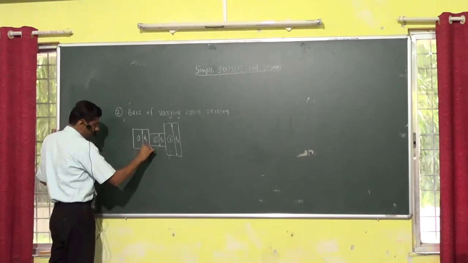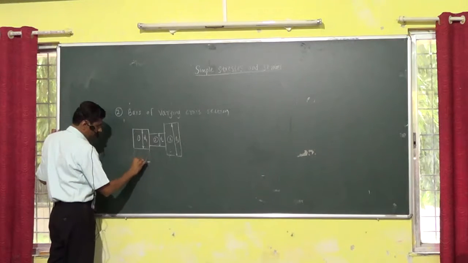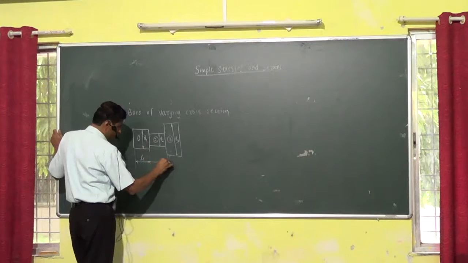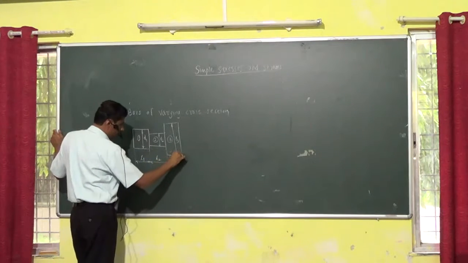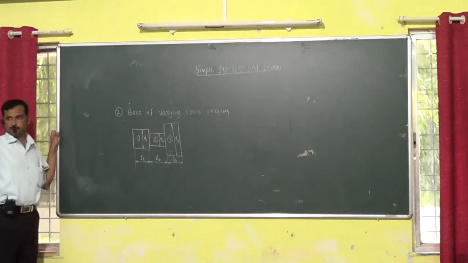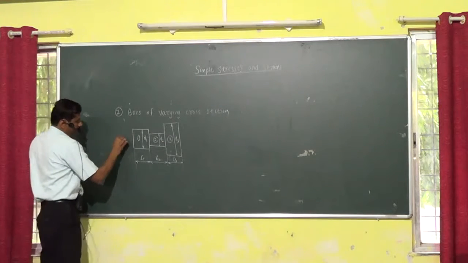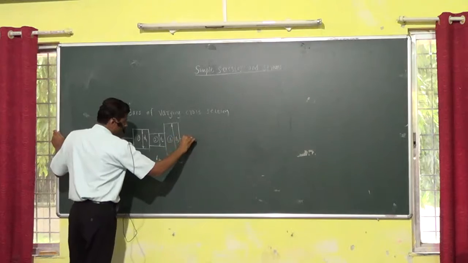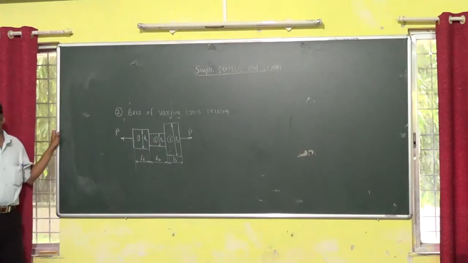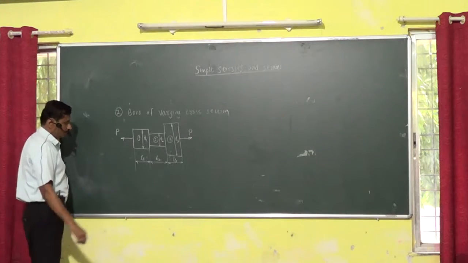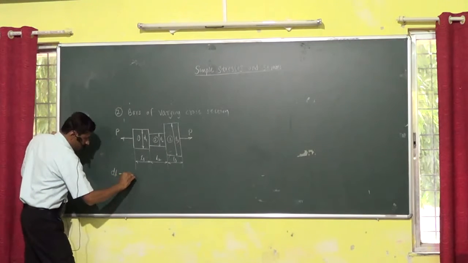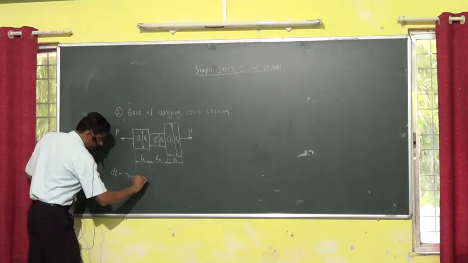Similarly, suppose we consider the length of section 1 as L1, the length of section 2 as L2, and the length of section 3 as L3. And suppose a tensile force of magnitude P is applied on this bar of varying cross section. Then let DL be the total elongation present inside this bar.